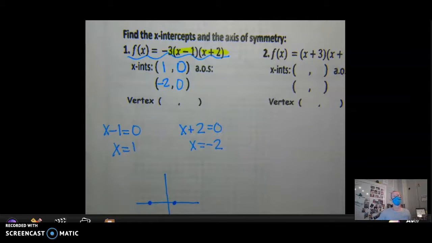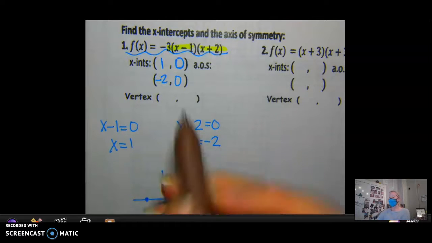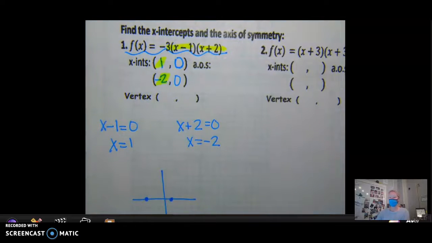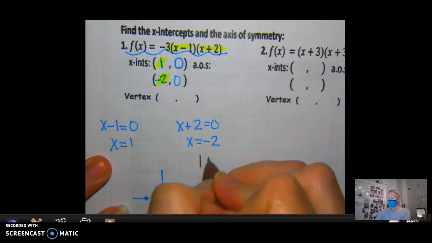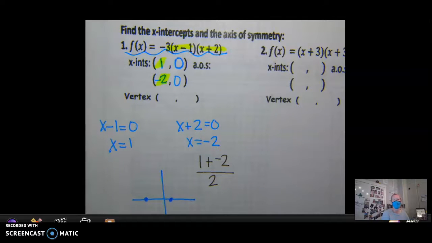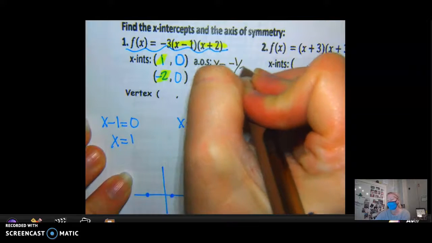Okay, this is a parabola. Your vertex is always halfway between that, right? It's always in the middle of all your points. So to find that middle, you take your two x points and you add them. You do 1 plus -2, but you're going to average them because you want the middle. Divide by 2. So what is 1 plus -2 divided by 2? How much is that? -1/2. That is your AOS, x equals -1/2.